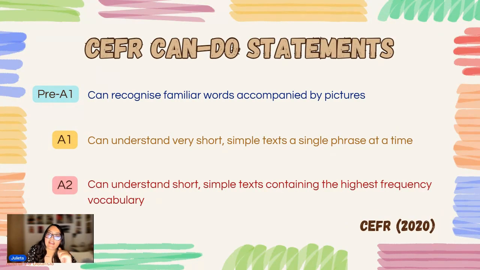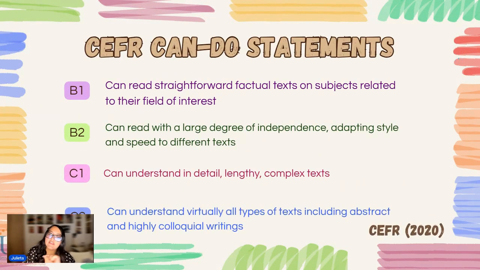Now, the Common European Framework of Reference gives us some statements. I'm not going to read all of them here. But as you can see in these first three levels, the focus is on short, simple texts and the use of pictures. The activity that I'm going to show you in just a minute is with level A2. So it says that students at this level understand short, simple texts containing the highest frequency vocabulary. Here are the last four levels. You can check.